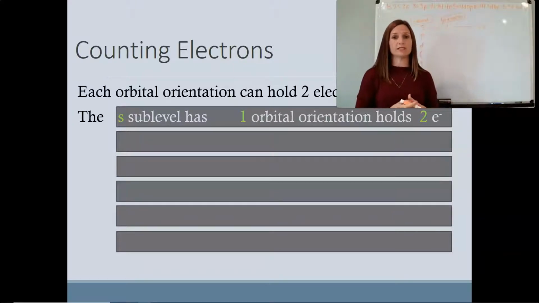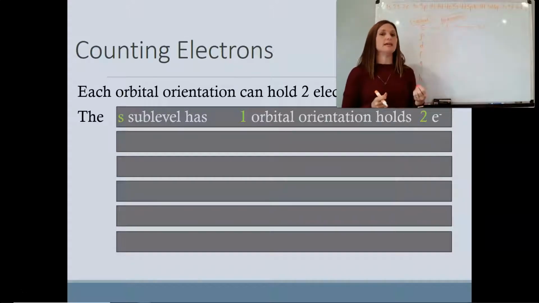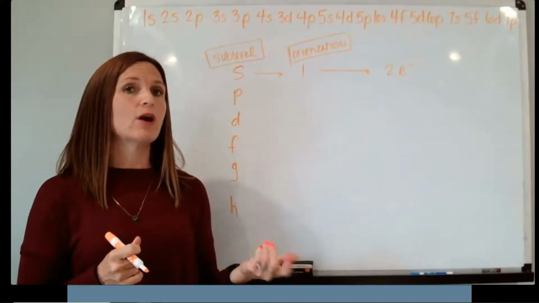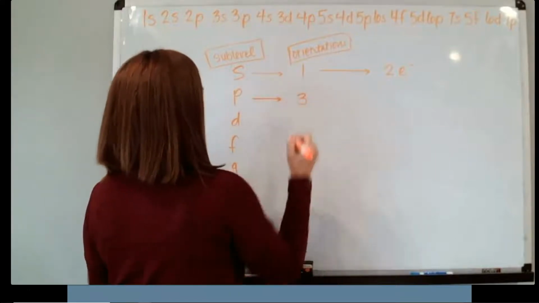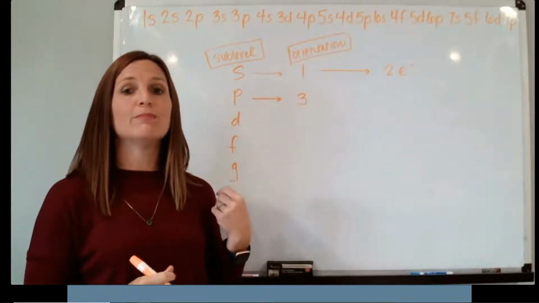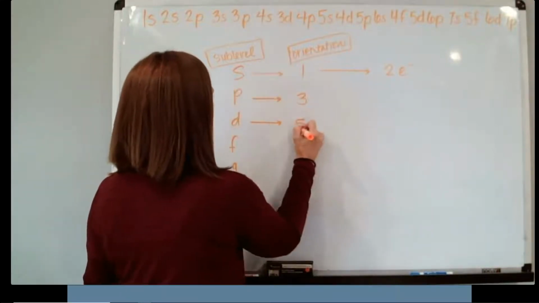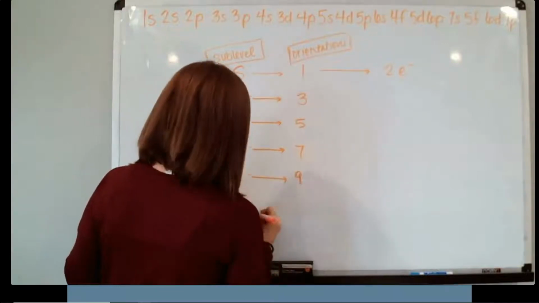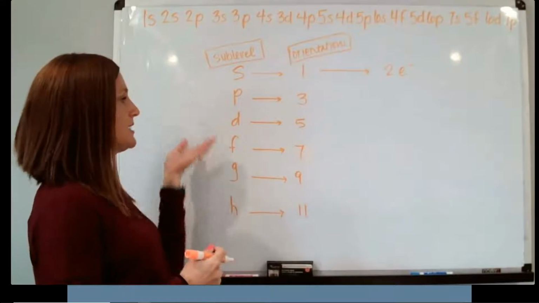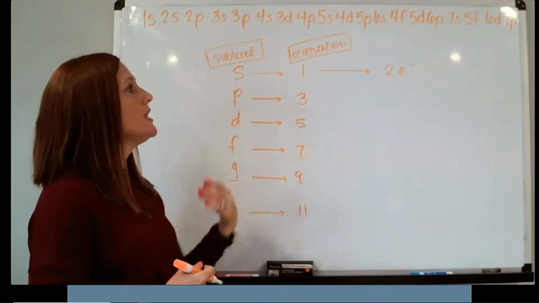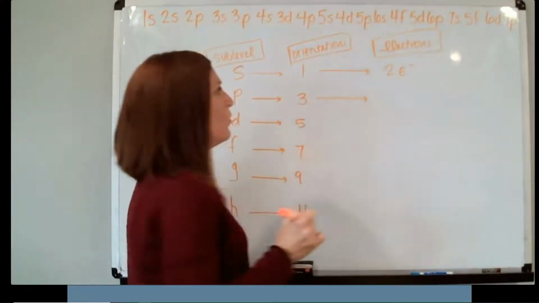And before I fill in the rest of this chart, I want you to think this through with me. How many orientations did p have? Do you remember? Look back. P has 3 possible orientations. We're going to count these by odd numbers. 1, 3, d has 5, 7, 9, and 11 possible orientations in s, p, d, f, g, and h. Then if we want to figure out how many electrons they have, just 2 per orientation.